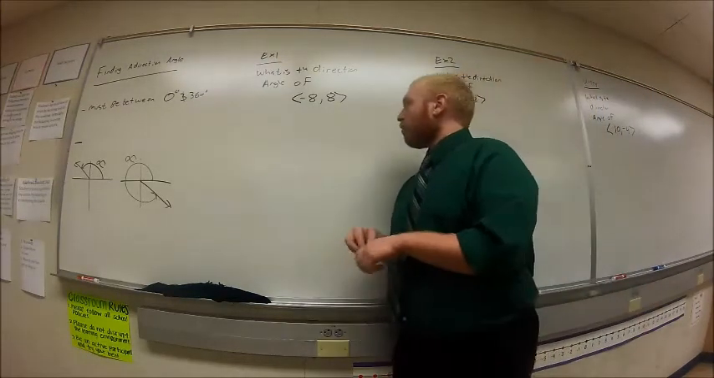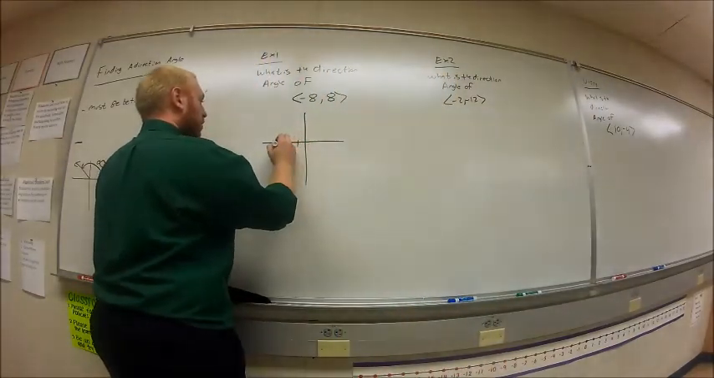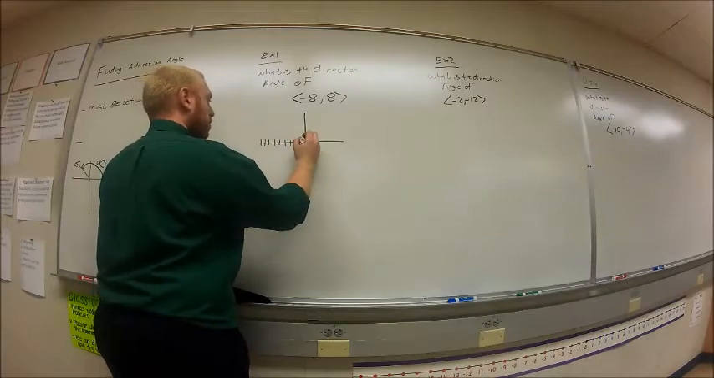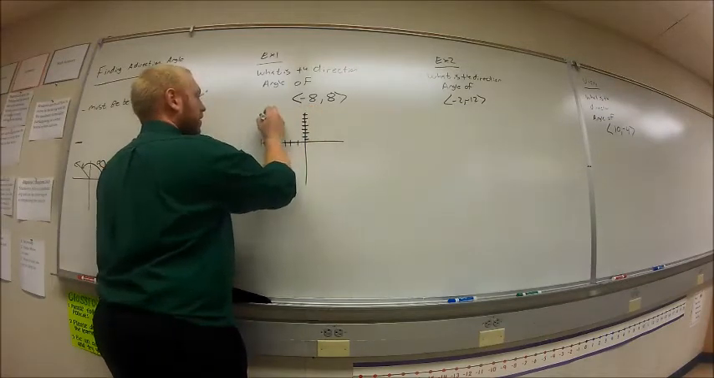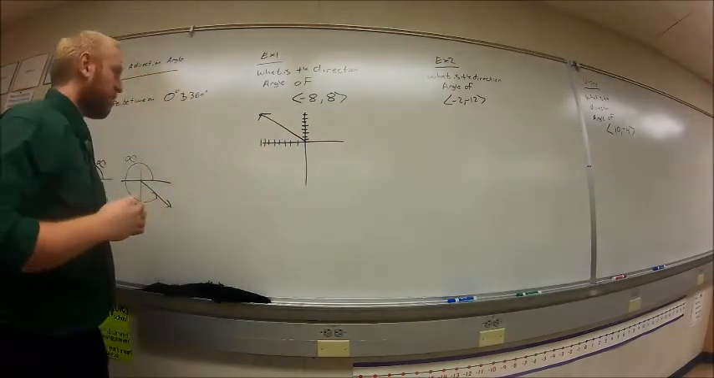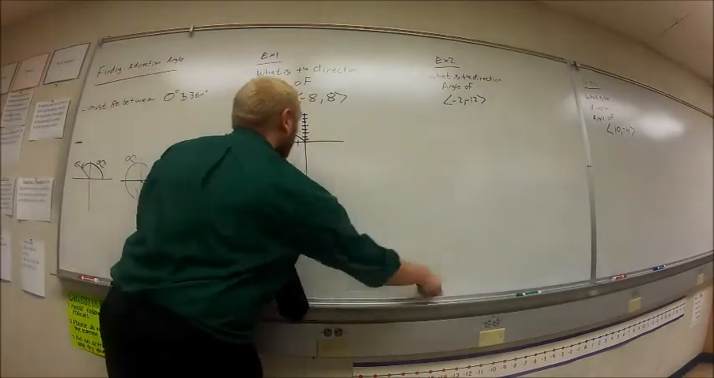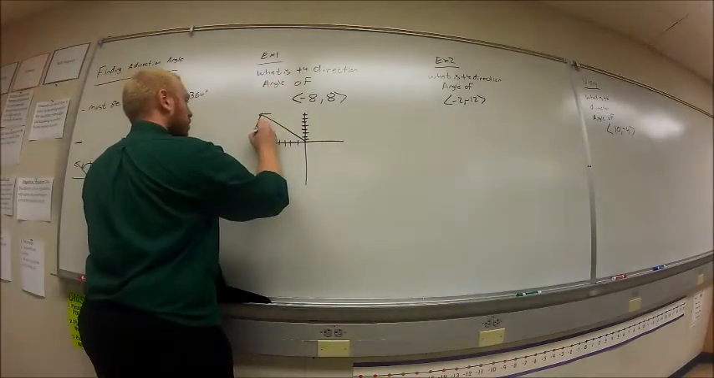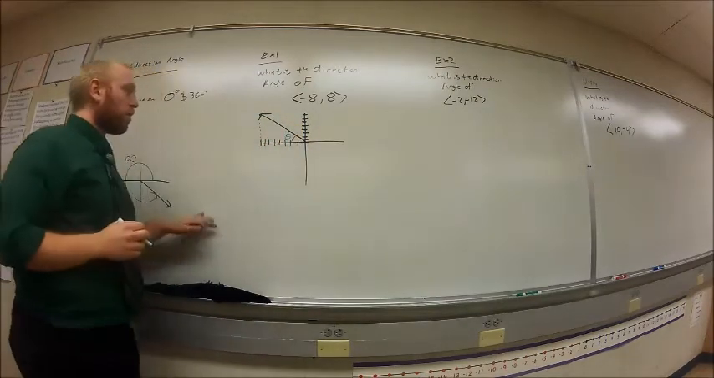All right, let's graph it. Negative 8, comma 8. 1, 2, 3, 4, 5, 6, 7, 8. Comma 1, 2, 3, 4, 5, 6, 7, 8. There's our vector. And here's what I'm thinking. Based off what we've done before, I can make this into a triangle. I can figure out what that angle theta is going to be.